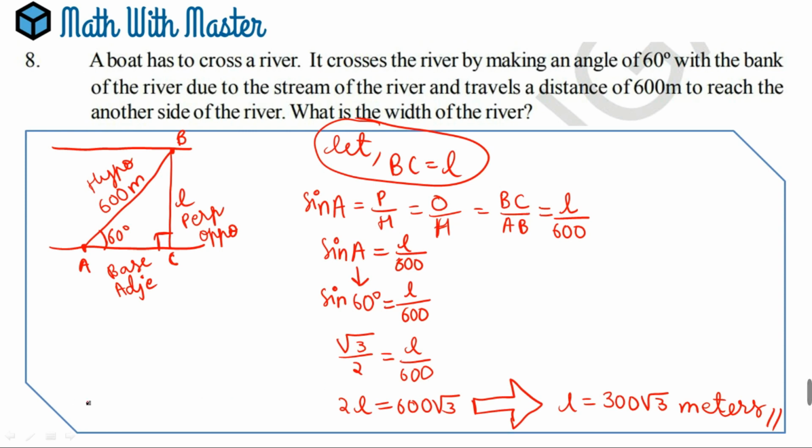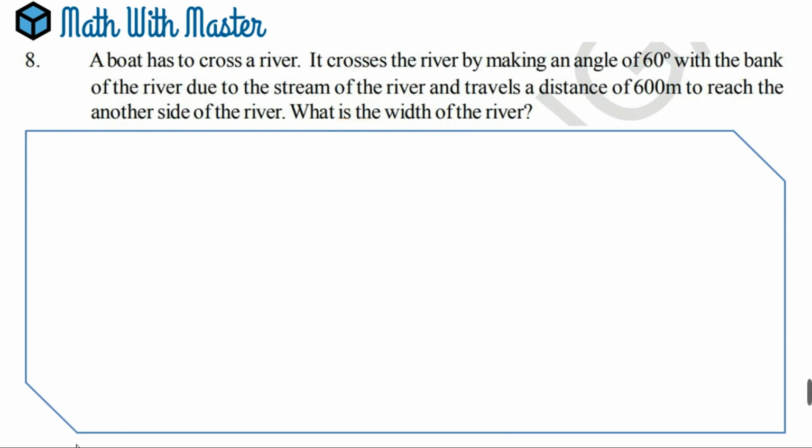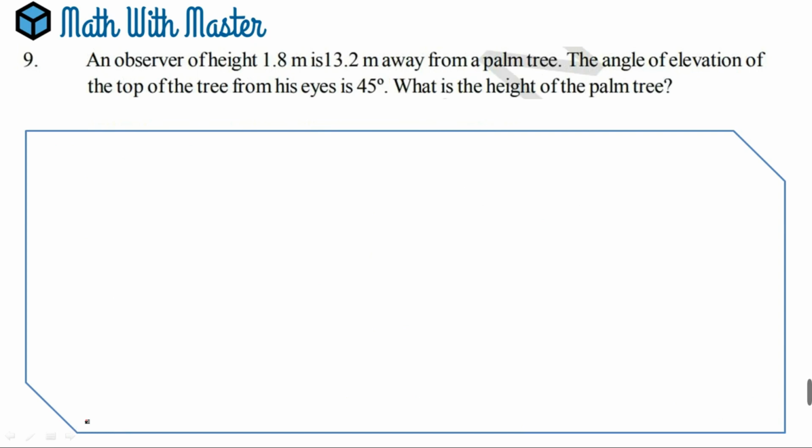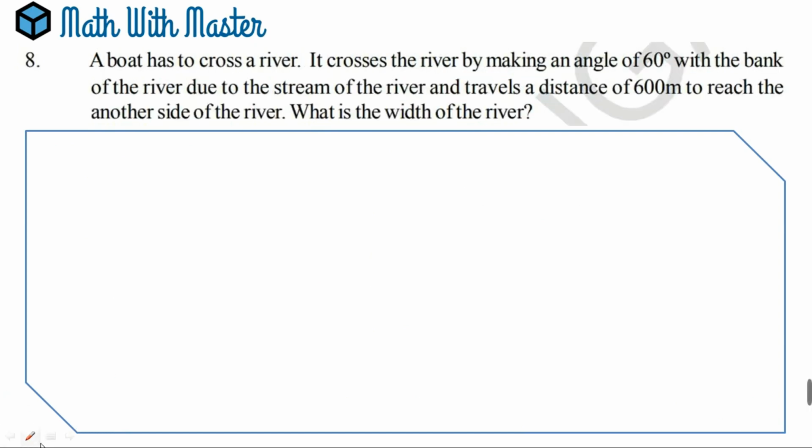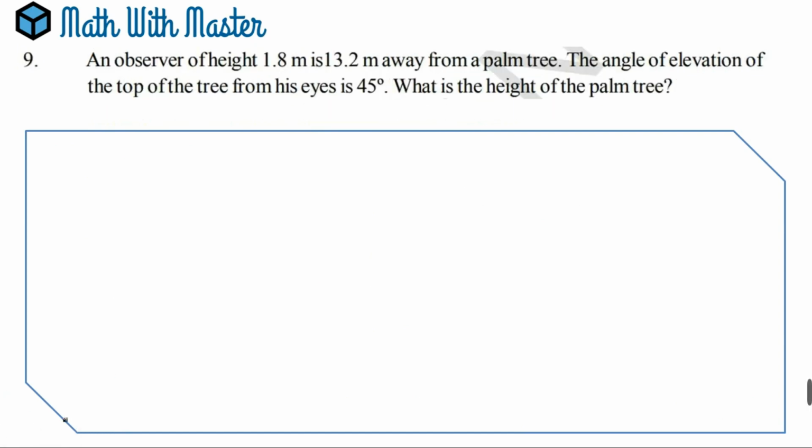So we will move towards the next question. So this is the next question. Over here, an observer of height 1.8 meters is 13.2 meters away from a palm tree. The angle of elevation of the top of the tree from his eyes is 45 degrees. What is the height of the palm tree?